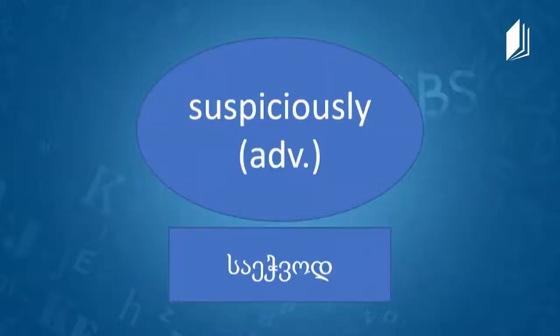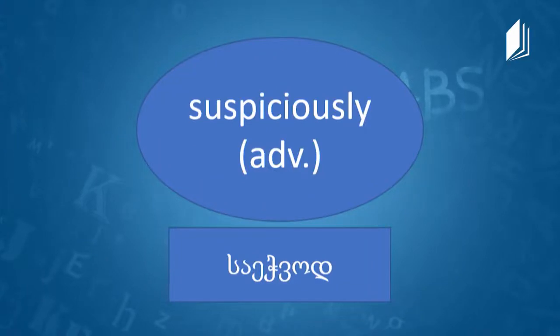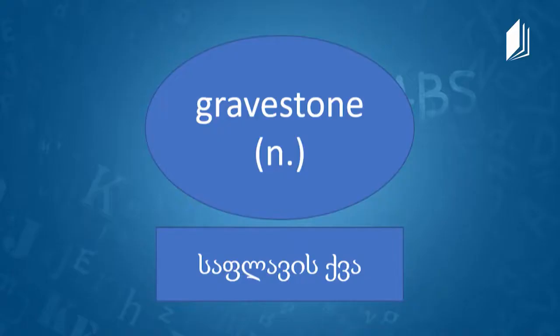Our next adverb is suspiciously. Tending to excite suspicion, doing something that's questionable and you don't know what's going on. Our next noun is gravestone. This is a stone marking a grave, usually giving the person's name, date of birth, date of death as well, and other information.